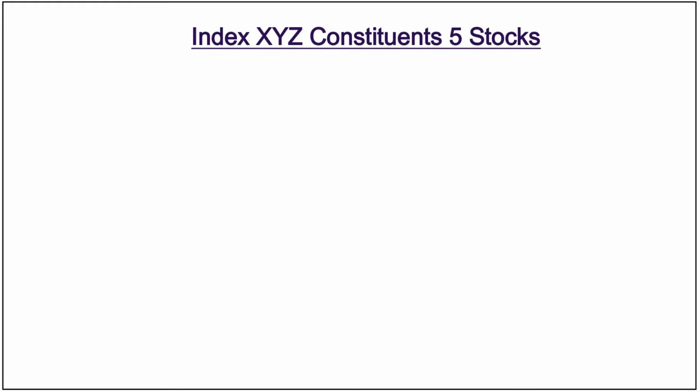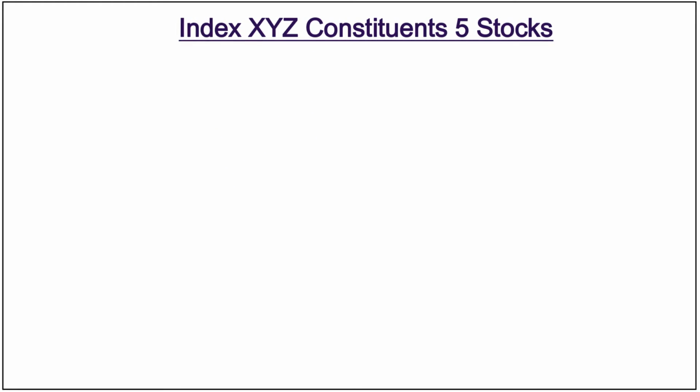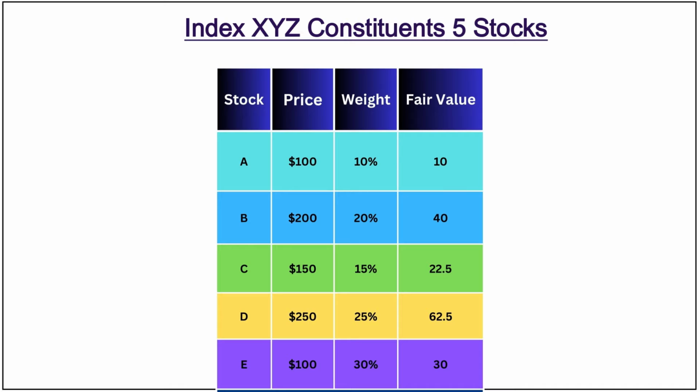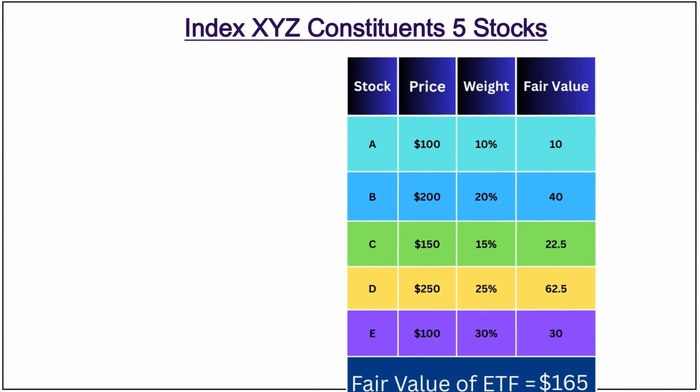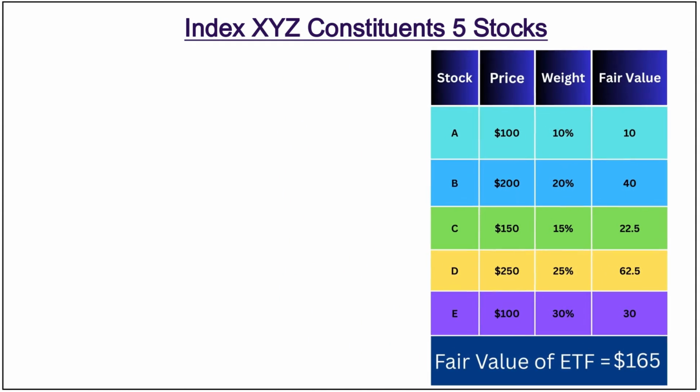Let's say an index XYZ consists of 5 stocks: A, B, C, D, E. As you can see on the left hand side, the price of A is $100, B is $200, C is $150, D is $250, and E is $100. And then their weights are 10%, 20%, 15%, 25%, and 30%. If you add all these weights, it will come to 100%. It means that the index XYZ consists of these 5 stocks only: A, B, C, D, E.